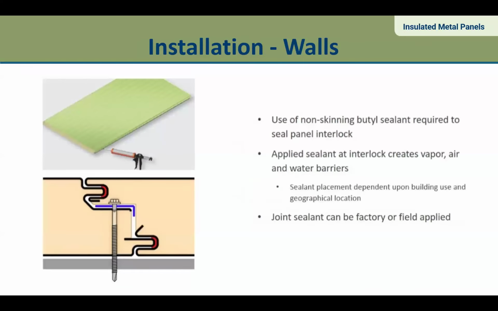This is the diagram I was looking for a little earlier, but it shows more clearly the double tongue and groove assembly. The red highlights there are the non-skinning butyl. This is applied in the field to maintain fresh conditions, so dirt and debris don't build up in those grooves before the panels are installed together and the butyl starts to cure.